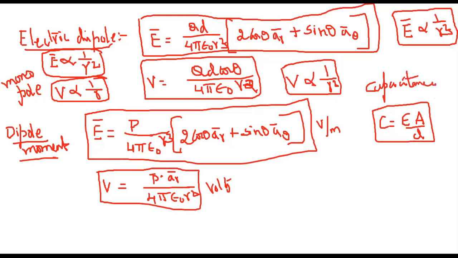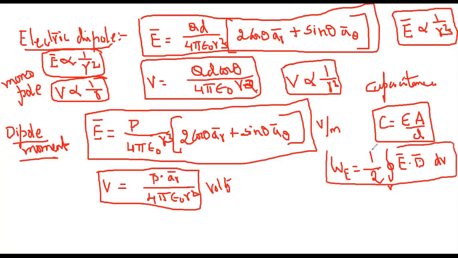By using this, the energy density equation, WE is equal to, we know the 1 by 2, the integral E bar dot D bar, energy density in terms of E bar and D bar into dV. Okay, into dV is there. The energy density in terms of E bar and D bar, or energy density in terms of only the E bar is there, E square.